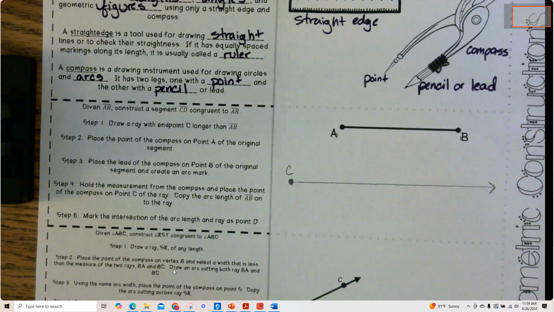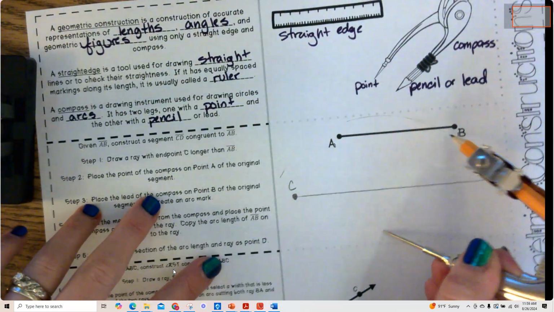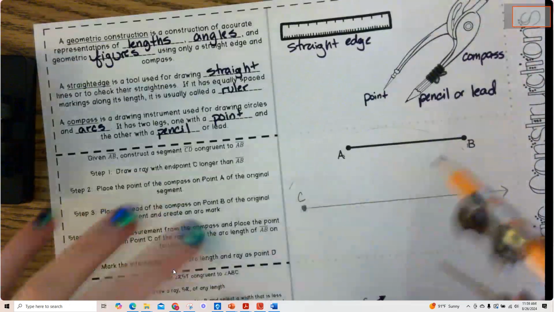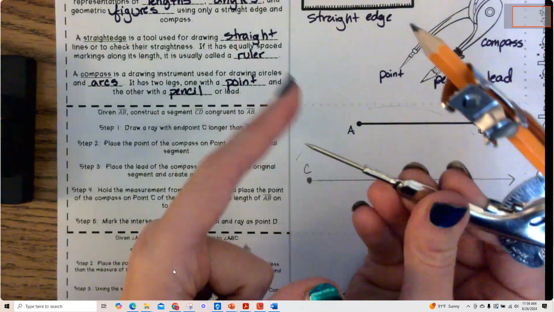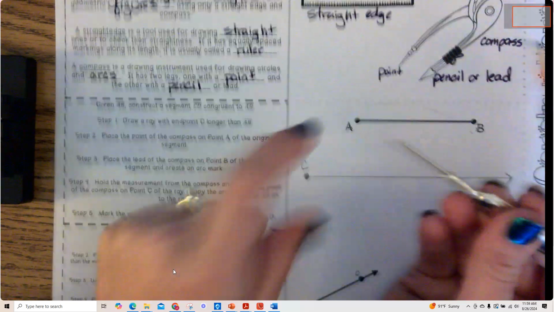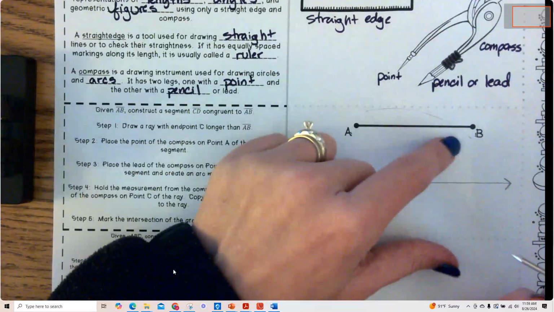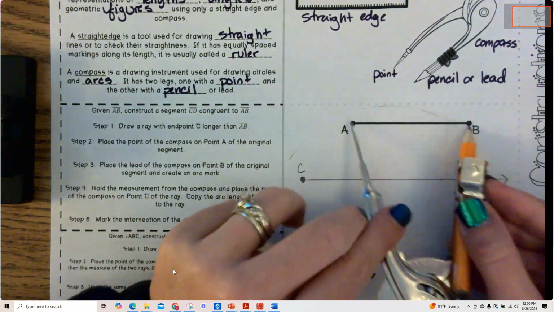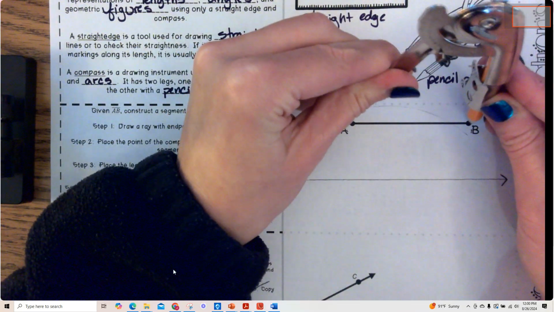All right, here's where your compass comes in. You don't turn the compass, you turn the paper. Trying to take the compass and do this with it, it likes to get stuck. It's easier to turn your paper, okay? So we're going to place the point of the compass on point A, and then you're going to adjust the lead so it matches point B. So point on A, lead on B.